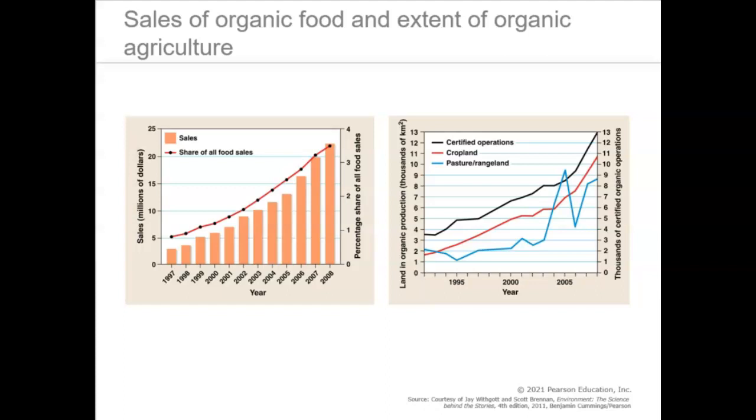The general consensus is that it is consumer demand, or consumer education, that's driving the demand for organic products. As consumers are learning about the negatives associated with monocultures and how it's not sustainable, they're wanting more sustainable products, and so that's driving the demand for organic products.